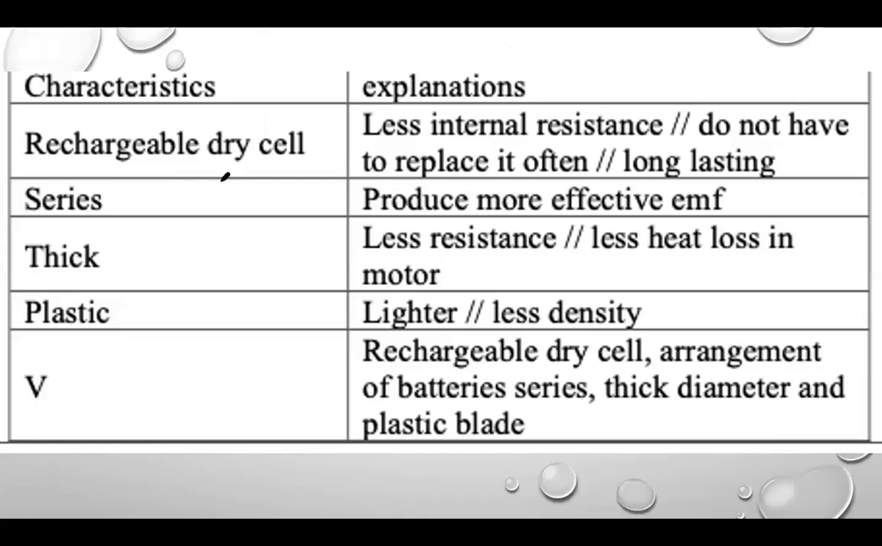So this is how I would answer this. Again, if it's not in table form, I don't look at it at all. A wrong characteristic with the correct explanation is still zero. In order to get the explanation mark, you need to get the characteristic correct. So rechargeable dry cell, less internal resistance is the best answer. Do not have to replace often, long lasting, don't have to change often. Save money.